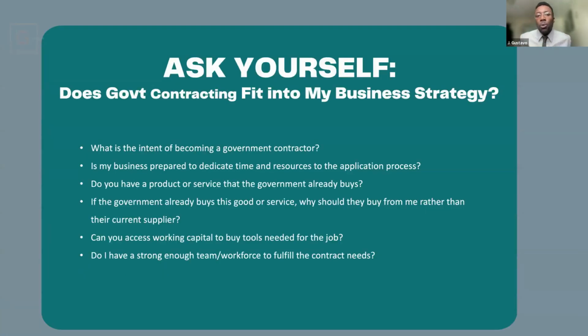So one thing that you want to ask yourself before getting into the procurement process is this series of questions. What is the intent? What is the intent of becoming a government contractor? Quite simply, why do you want to get into bed with the government? Make sure that you have a rhyme and reason that is logical and that is feasible.